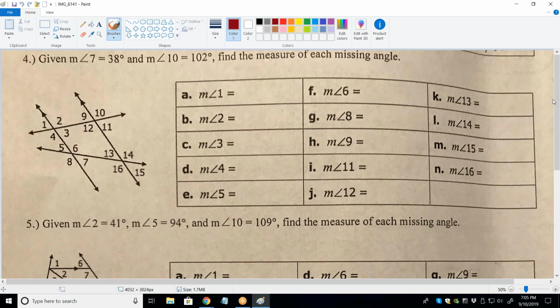All right. So first of all, it tells us angle 7 is 38 degrees. And then angle 10 is 102 degrees. That's where we're going to start. What's the relationship between angle 10 and angle 1? Exterior angles? Are they the same, first of all? No, they're not. Notice that one's acute, one's obtuse. In other words, one is greater than 90, the other is less than 90. So if they're not the same, what are they? Supplementary? Correct.